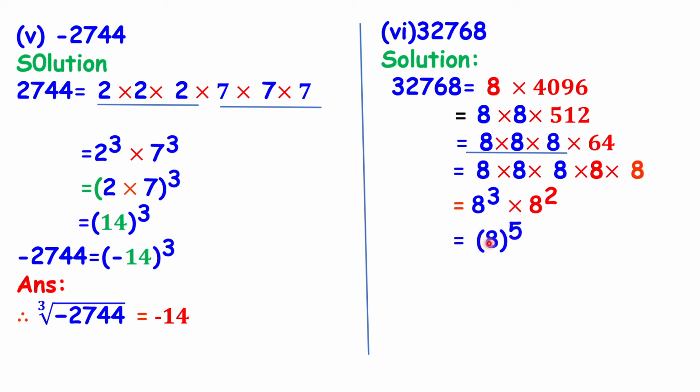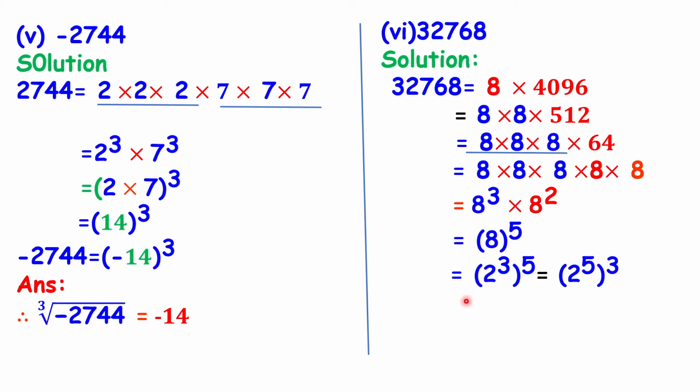Therefore, 8 raised to 3 plus 2 is 5. 8 is the cube of 2. So we can write this as (2 raised to 3) raised to 5, which is equal to 2 raised to 5 raised to 3. Here, by the rule of indices, (a raised to m) raised to n is equal to a raised to mn. If we write this in this way, 3 into 5 is 15 and 5 into 3 is also 15.